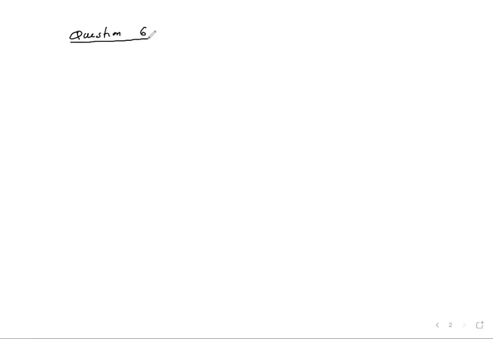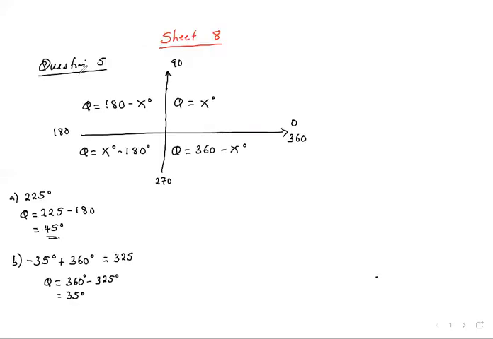Question 6, find the exact values of the given trig ratios A, tan negative pi over 6. We want to get this value here. Now for tan, we say that in each quadrant here, each trig ratio is positive twice and negative twice.